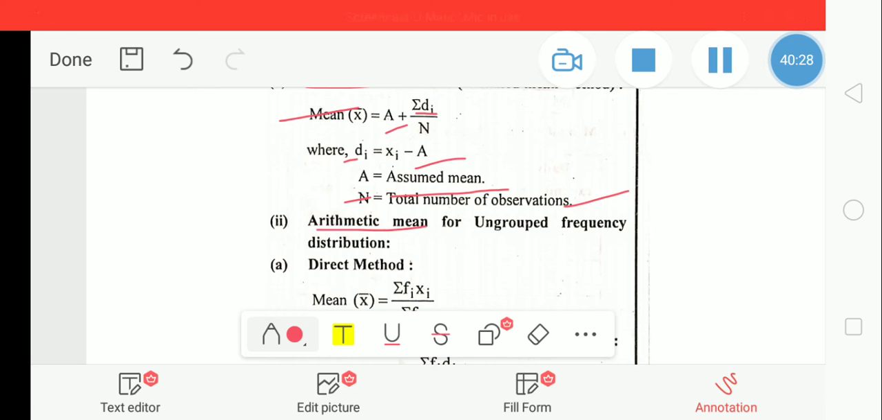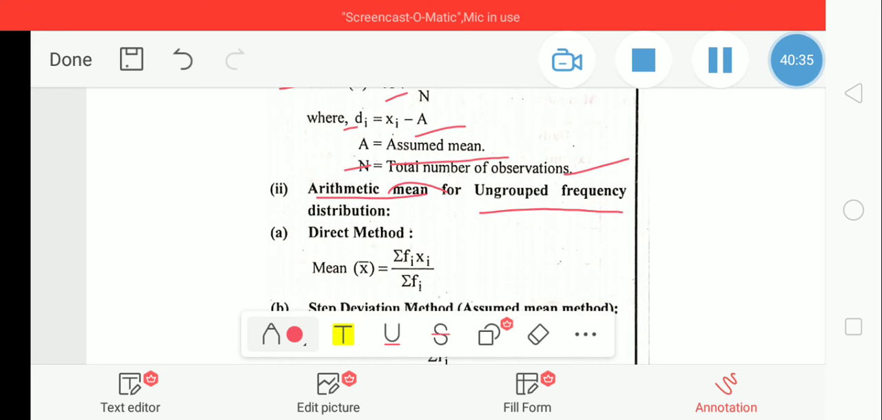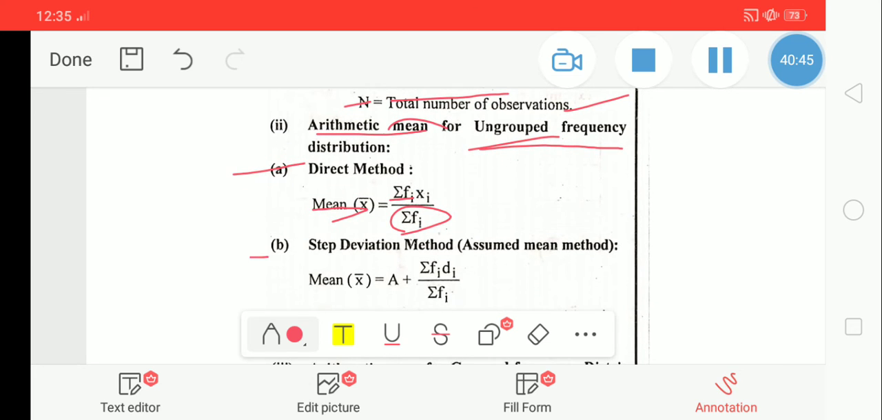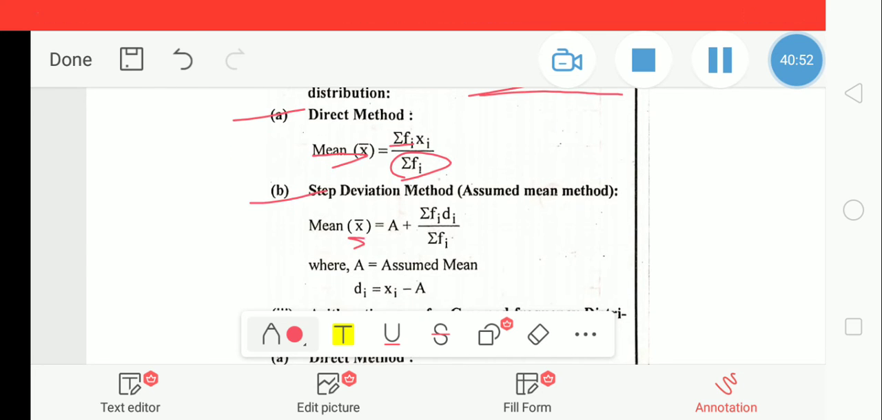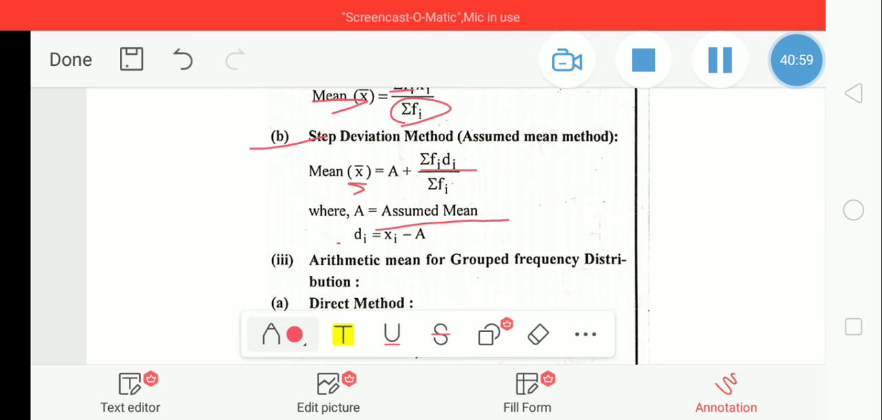Now second, arithmetic mean, finding mean for ungrouped frequency, means ungrouped data. So we directly find mean. How to find mean for ungrouped data: summation of fi xi divided by summation of fi. And for step deviation method, we find mean, that is x bar, equals a plus summation of fi di divided by summation of fi, where a is the assumed mean and di is equal to xi minus a.